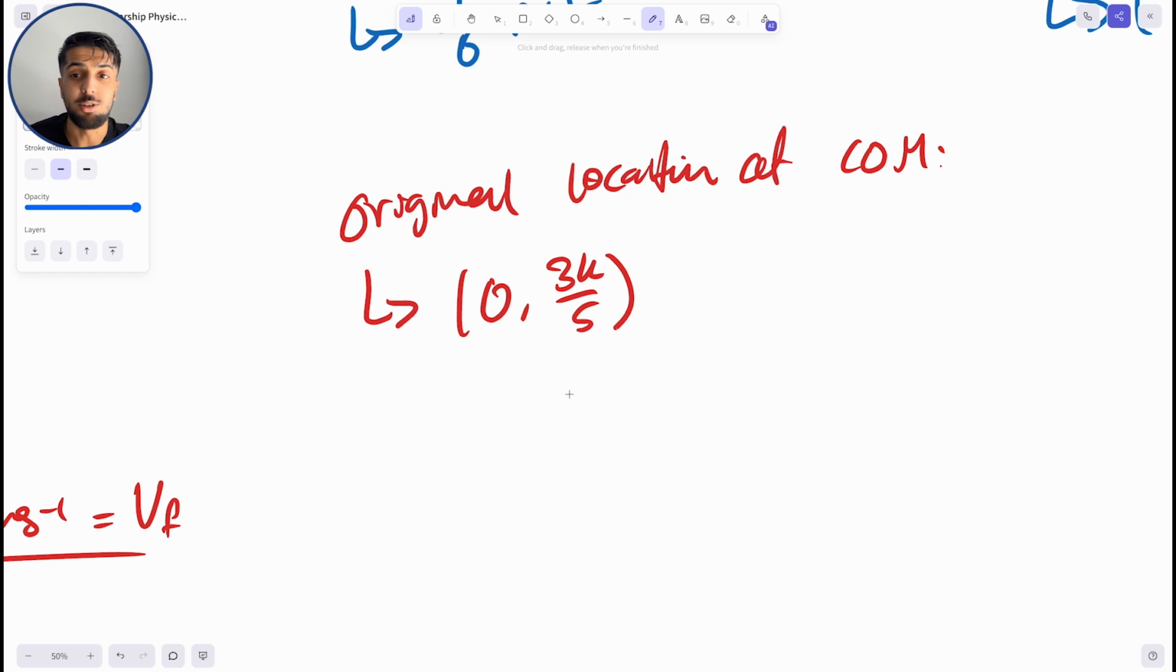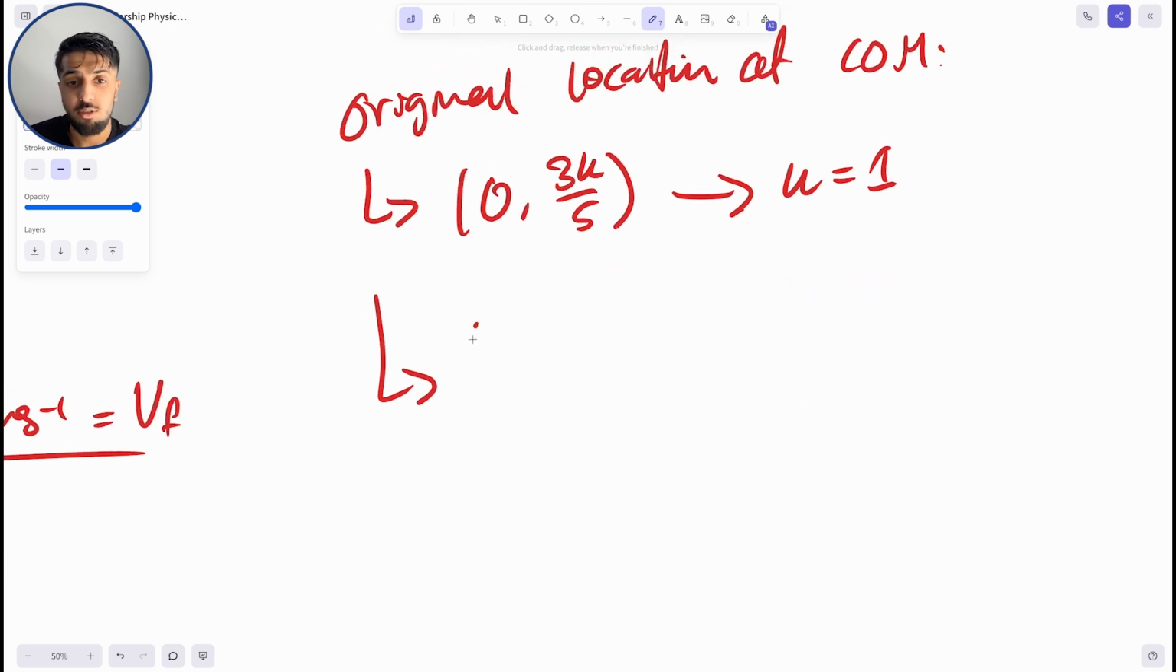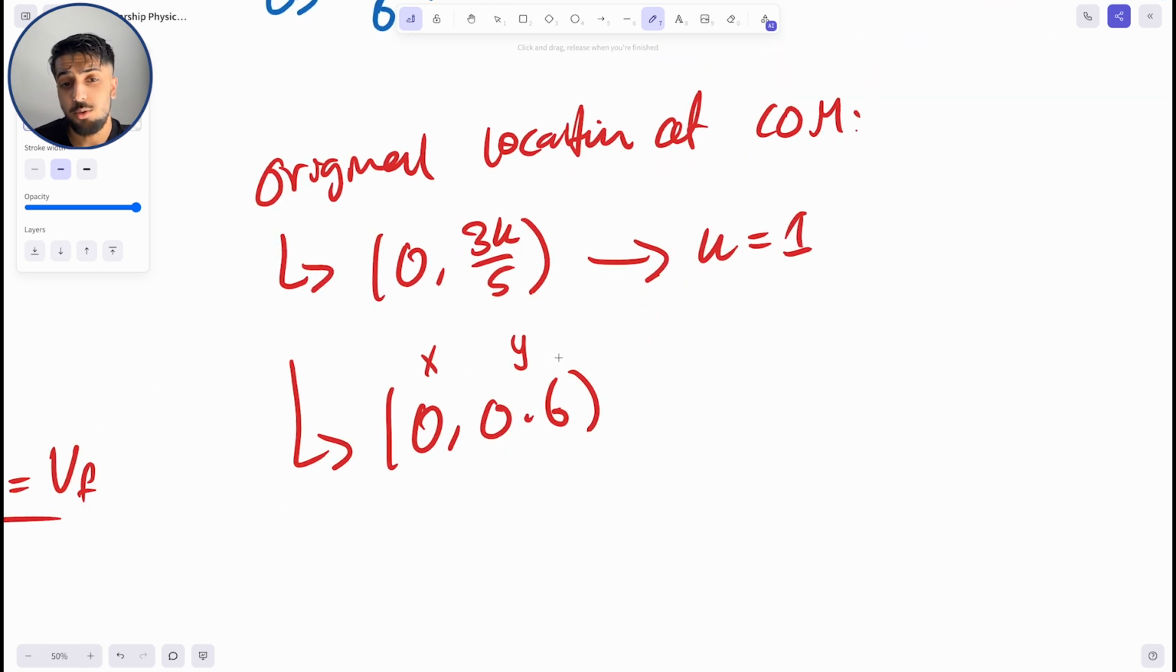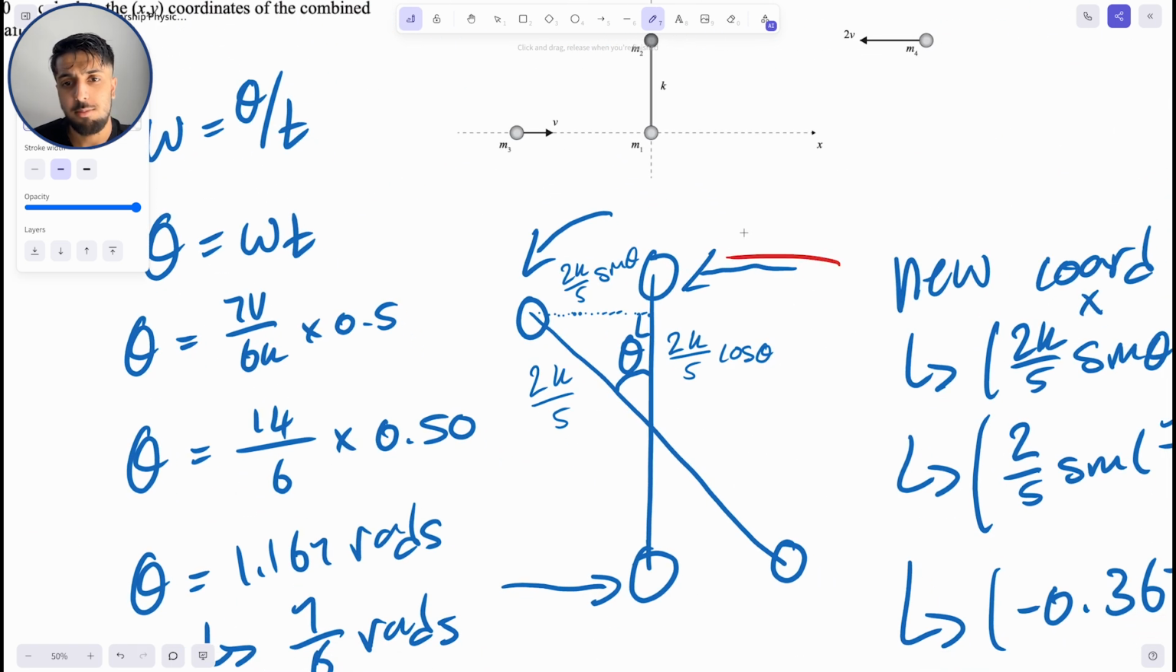So we know that the original location of the center of mass is 0.3k over 5. Now we know that k is equal to 1, and therefore the original location of the center of mass is 0.6. Again, this is the x and this is the y. One thing to note is that the y coordinate of the center of mass will not change because the masses are being hit at the horizontal, and so only the horizontal distance of the center of mass will change.